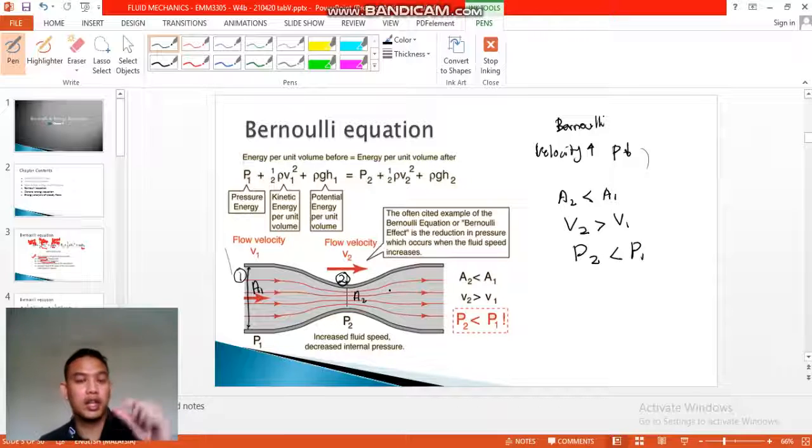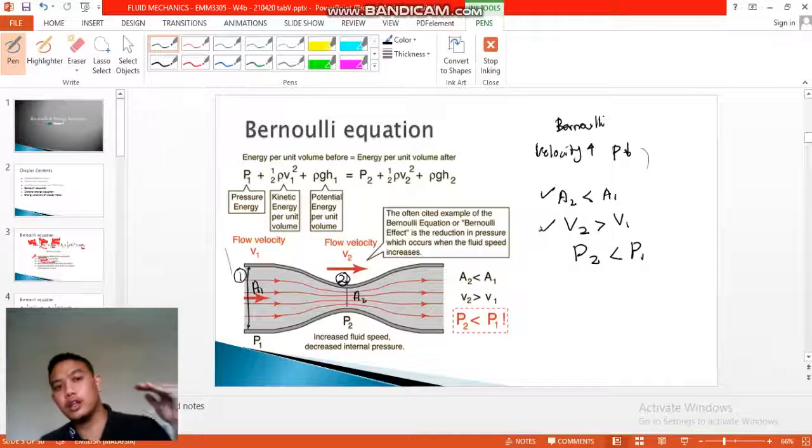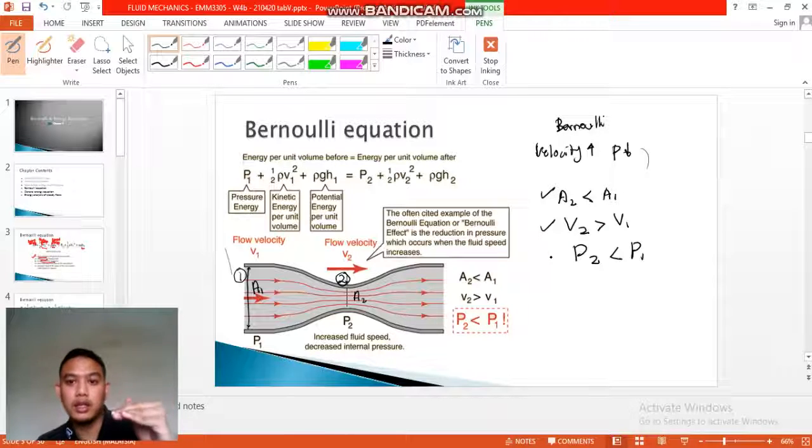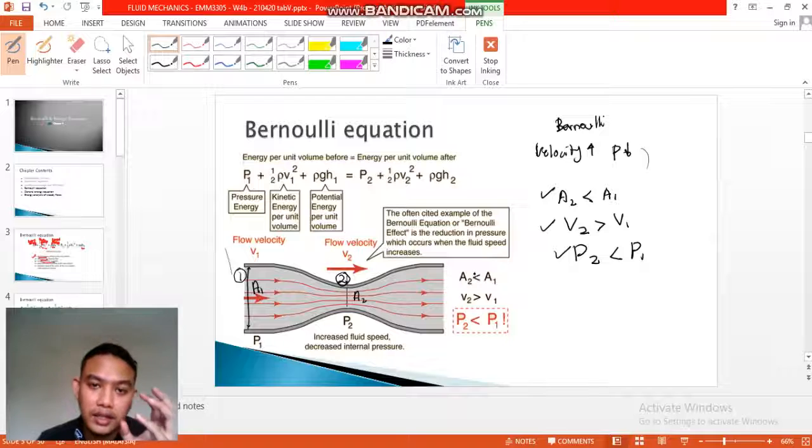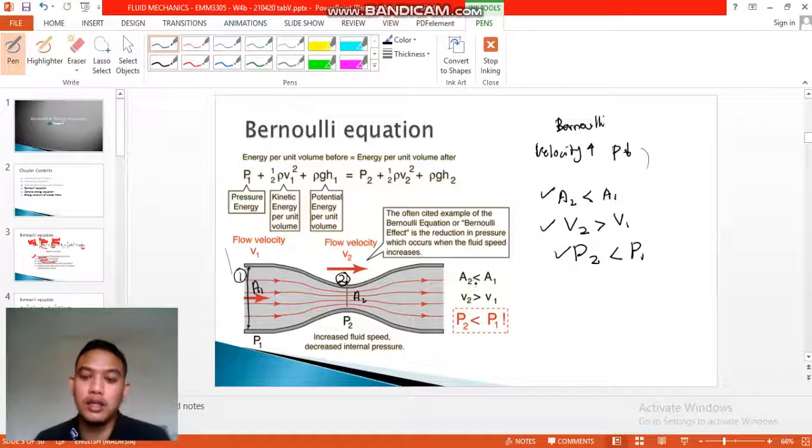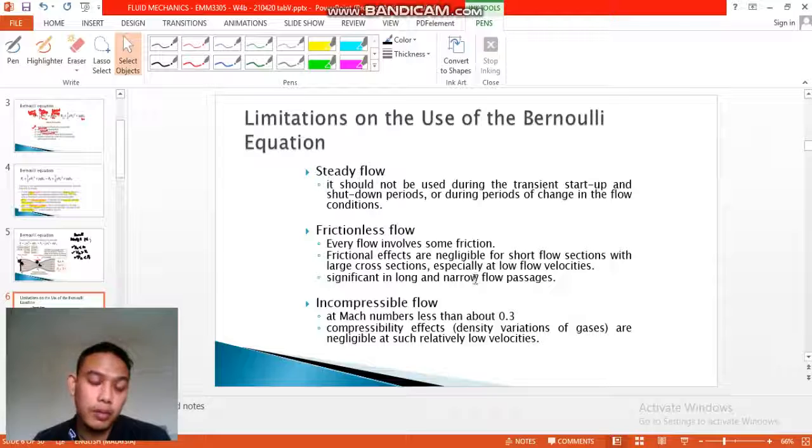So when the area decreases, the velocity increases because of the small area, and the flow becomes much faster due to jet flow effects. High velocity gives a low pressure, as mentioned by the Bernoulli concept. This is the main concept that you need to understand, and you will use it in this topic.